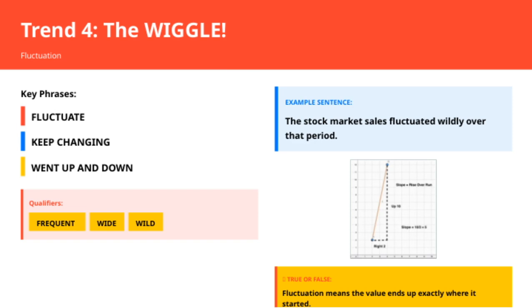Think of it as the trend for the wiggle. It's a good way to visualize how things don't just move in one direction. They keep changing, often unpredictably. So when we say the market fluctuates, we mean it's constantly changing, going up, going down, but not necessarily in a straight line. Sometimes the value just wobbles around a certain point, which is exactly what fluctuation is all about. It's important to recognize this pattern because it helps us understand how markets behave over time.